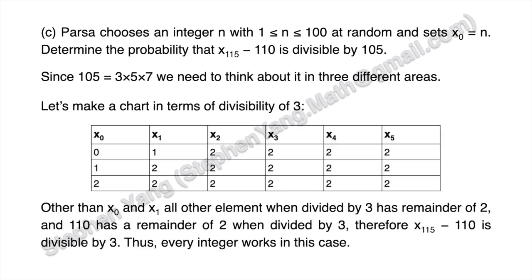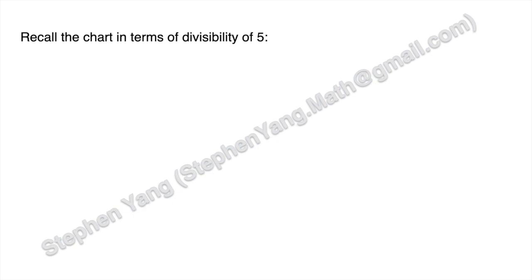And here's a chart. As we can see in the chart, other than x0 and x1, all other elements when divided by 3 have a remainder of 2. And 110 has a remainder of 2 when divided by 3. So we know that x115 minus 110 is divisible by 3. So in this case, every integer works. Now let's recall the chart of divisibility of 5.